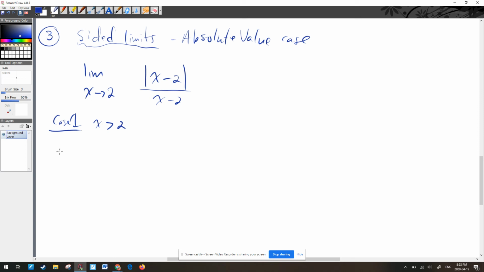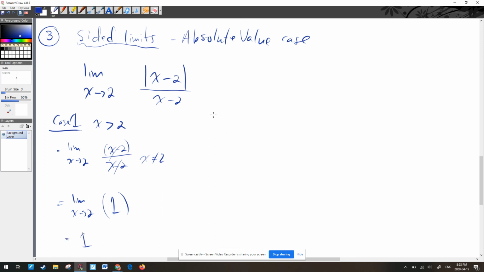So I can say, well, that means this is going to be the same thing as the limit as x tends to 2, and I can drop the absolute values, right? So it's just going to be x minus 2 over x minus 2. And I can divide through and say for x not equal to 2. And so this is just going to be the limit as x tends to 2 of, well, 1. Okay. So the limit as x tends to 2 of 1, the limit of a constant is the constant. So it is 1.